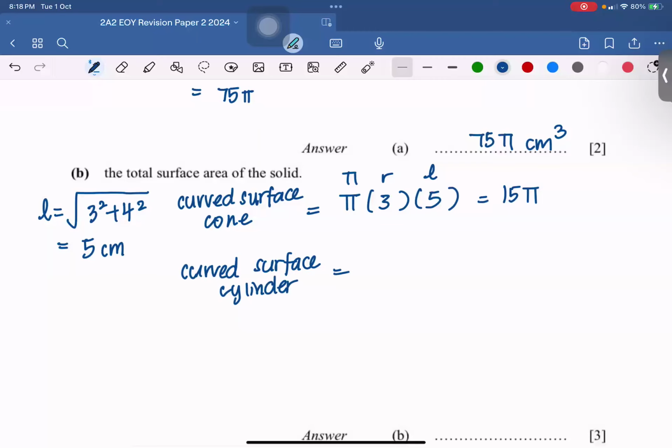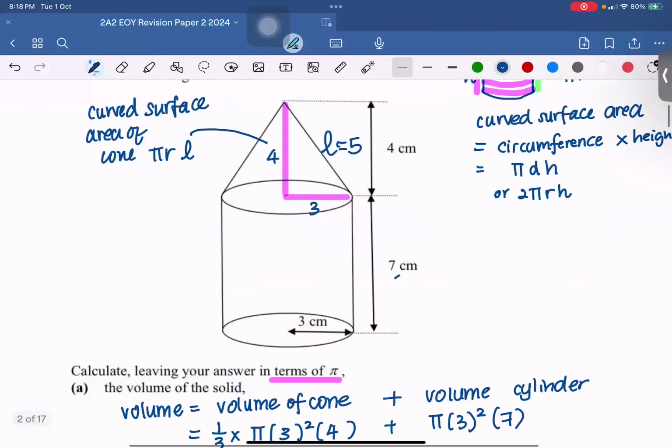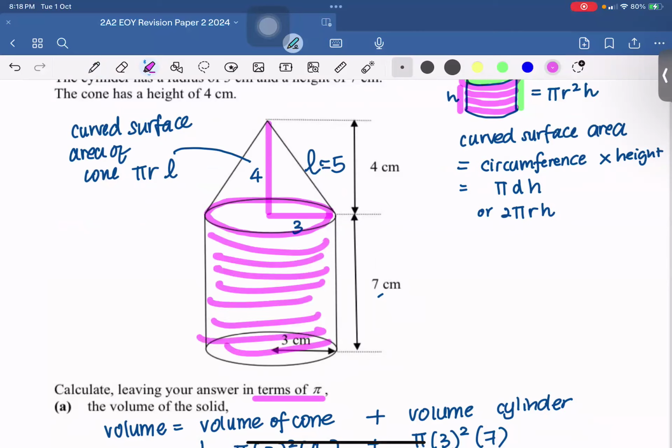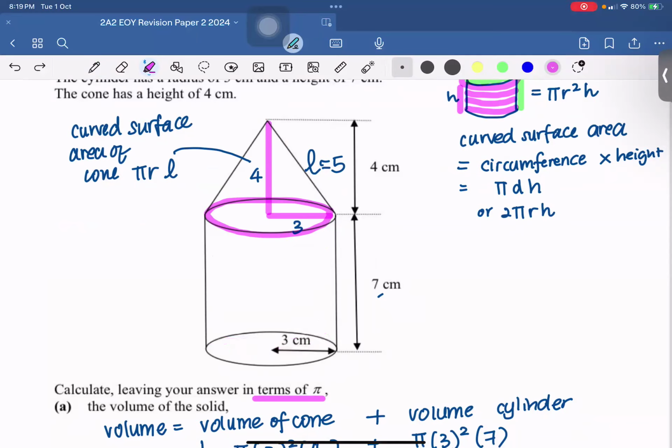Cylinder. So what is the curved surface area of the cylinder? We put the cream over here and multiply it so many times until we cover the whole thing. Pi r square times h. Is it pi r square? I want the outline only. I want only 2 pi r times height. Yes, correct.